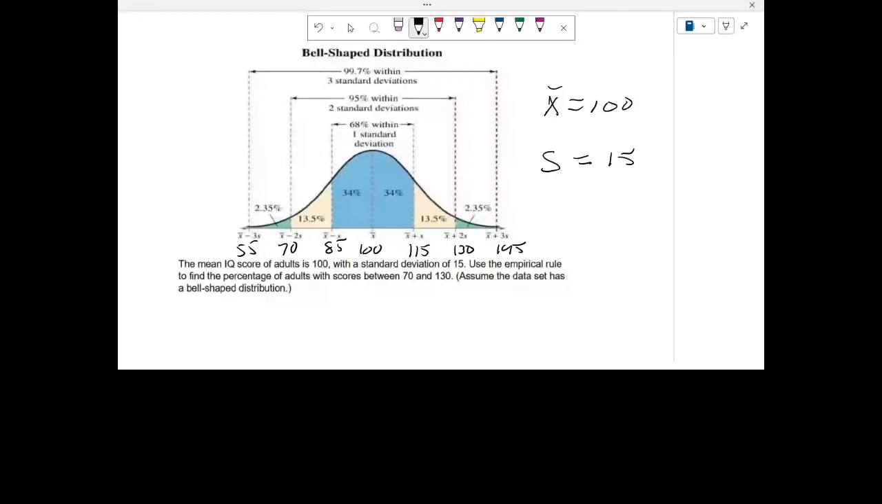Use the empirical rule. They're only asking me for the percentage between 70 and 130. If I look at this percentage, you would say 95%.